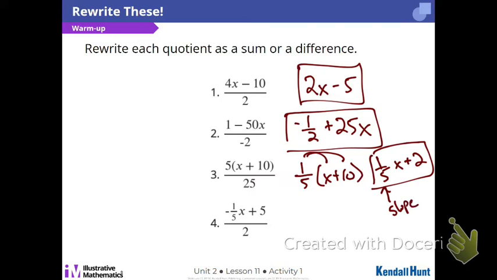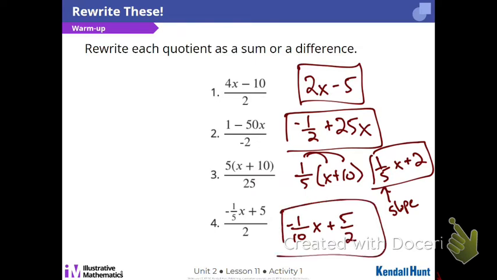And it's much easier to say go up 1, right 5, than to say go up 0.2 over 1 when you're doing graphs. But last one. Negative 1/5 divided by 2 is negative 1/10 x. And 5 divided by 2 is 5/2. Fractions are our friends. All right?